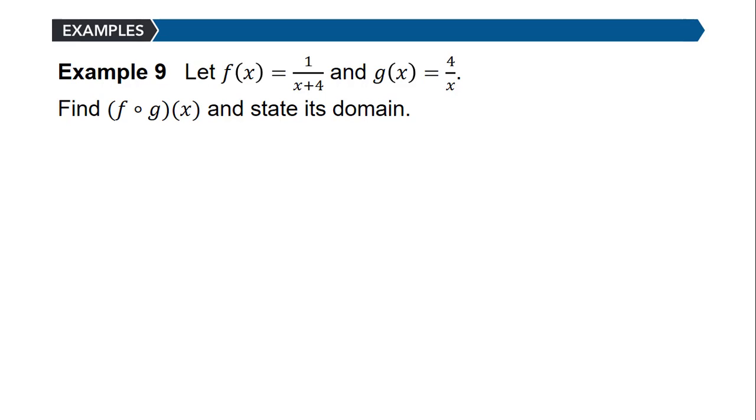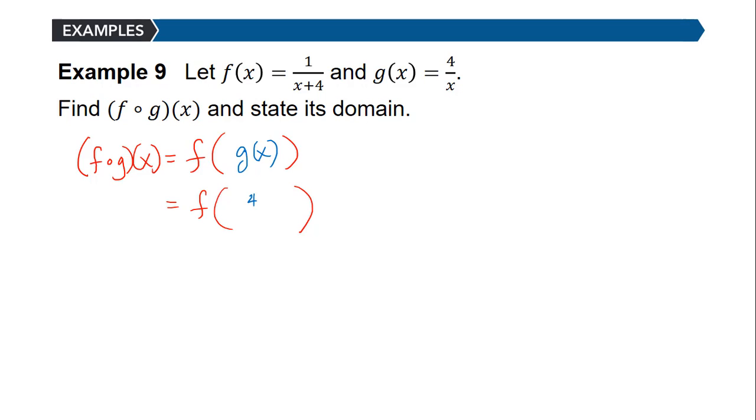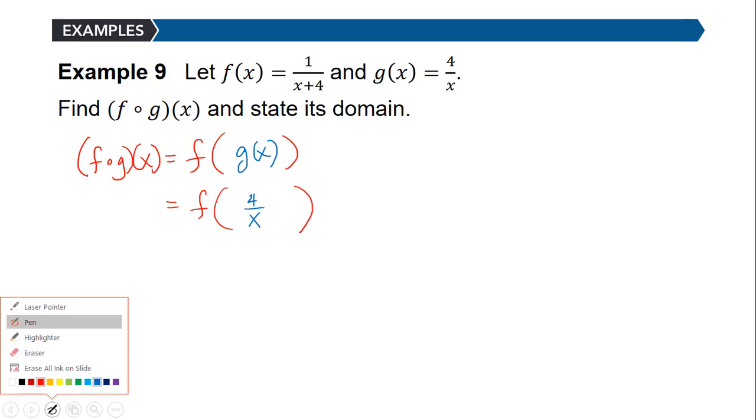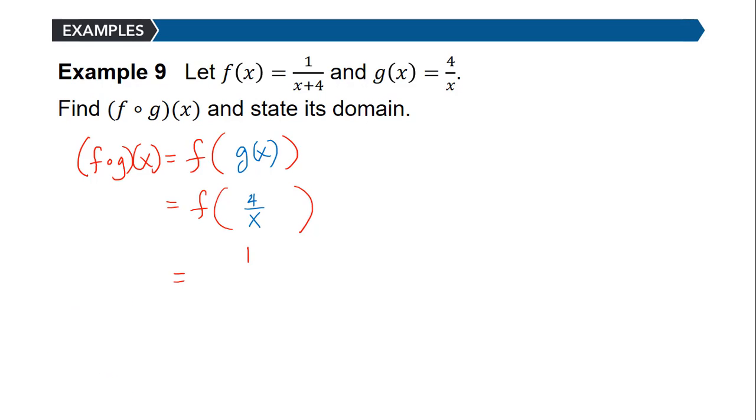Let f of x equal 1 divided by x plus 4, and g of x is equal to 4 divided by x, and we want to find the composition f of g and state its domain. So f composed with g of x is equal to f, and then we're going to put the parentheses and whatever g of x is. So this is f of g of x, which is f of 4 divided by x. Well, f of anything is 1 divided by whatever I'm plugging in plus 4. And I'm plugging in 4 divided by x in place of x.